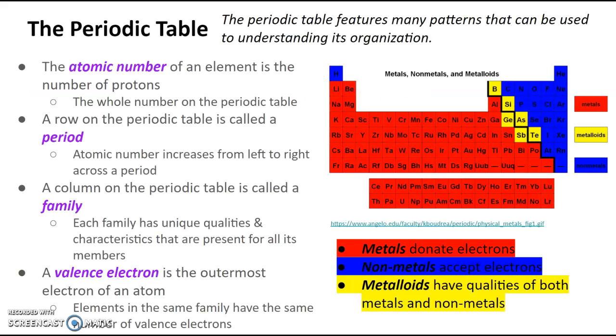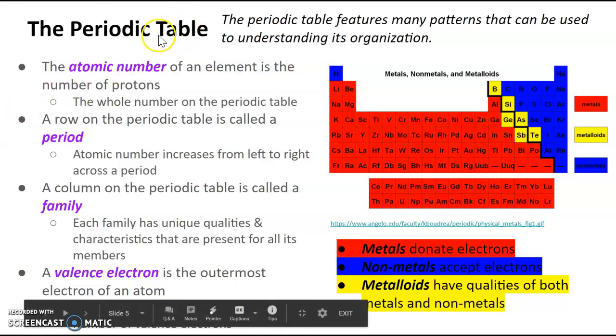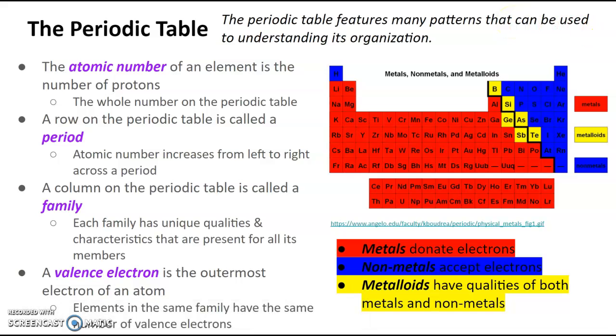So here's a slide that I made. I have a title, it just says the periodic table, and I made like a little sub headline that says the periodic table features many patterns that can be used to understand its organization. And then I just provided basically a definition of some of the vocab and explained like where you would find it on the periodic table and how it is used to organize the periodic table. So the atomic number is the number of protons, and it's the whole number on the periodic table.